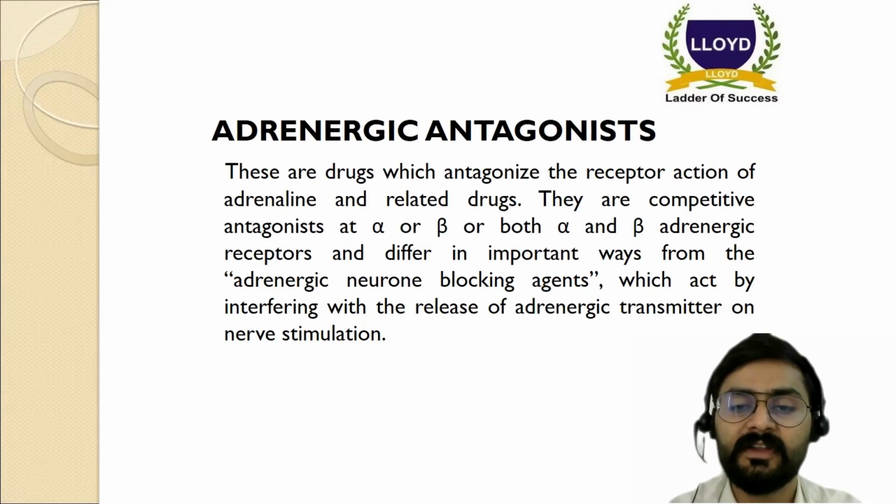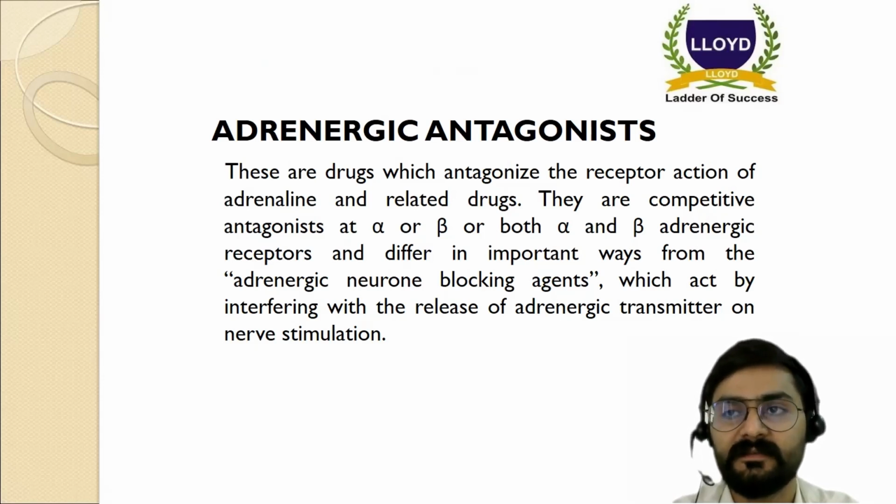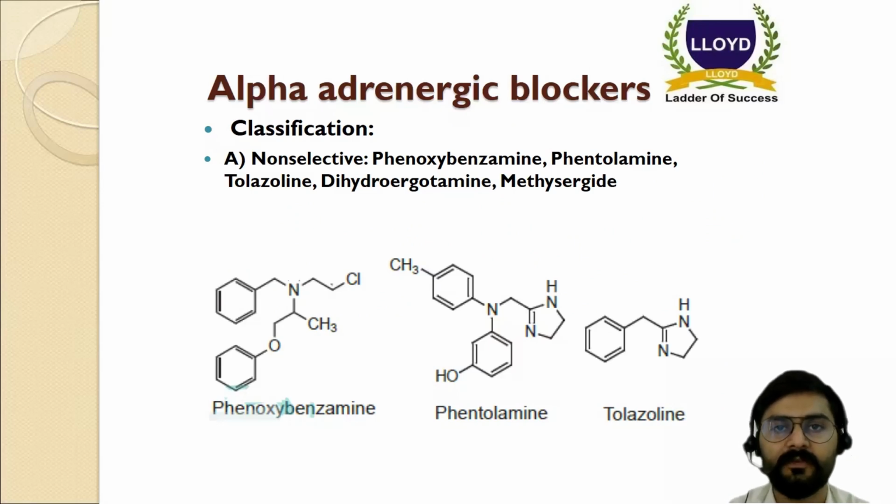What are adrenergic antagonists? These are the drugs that block or antagonize the receptor action of adrenaline and similar compounds. They function as competitive antagonists of alpha, beta, or both adrenergic receptors. Importantly, they differ from adrenergic neuron blocking agents, which act by interfering with the release of adrenergic neurotransmitters rather than blocking the receptor directly. Let us first classify the alpha adrenergic blockers into three major categories.